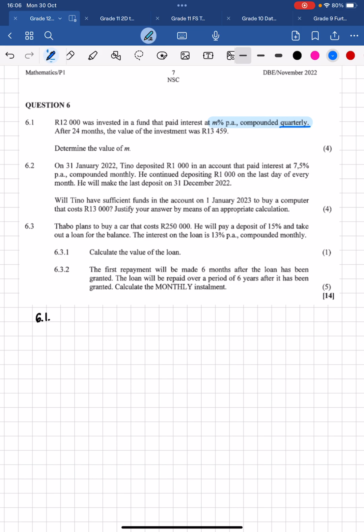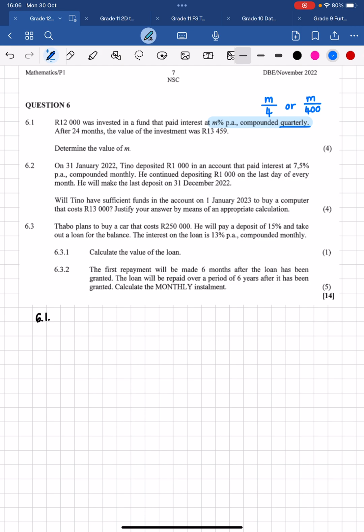Now, quarterly means 4 times a year. That is important. If it's M% per annum compounded quarterly, we are going to have to write M over, now you can decide if you want to write M over 4 or M over 400. It's up to you. You will get the marks either way.